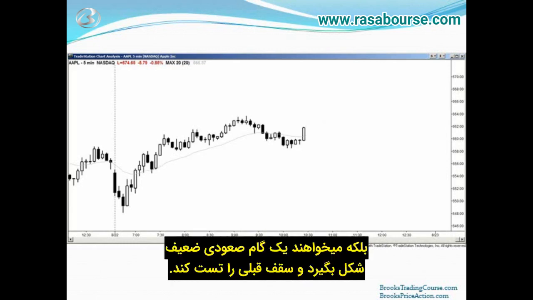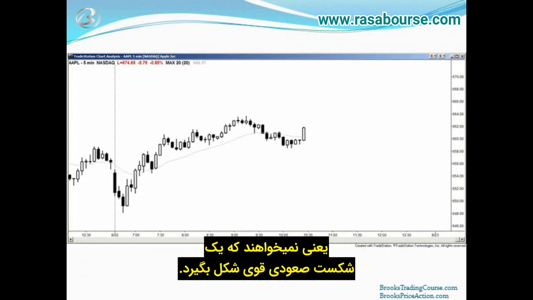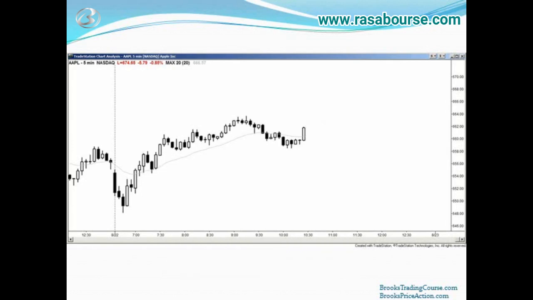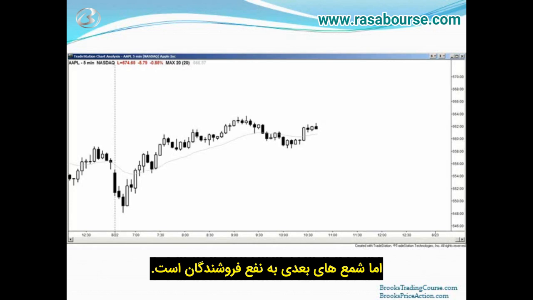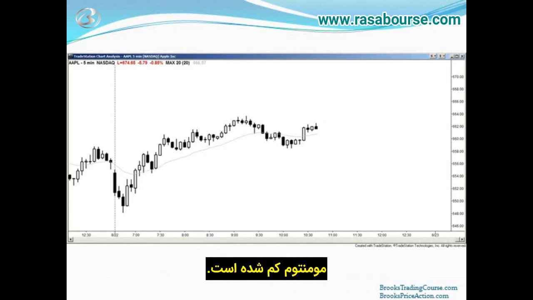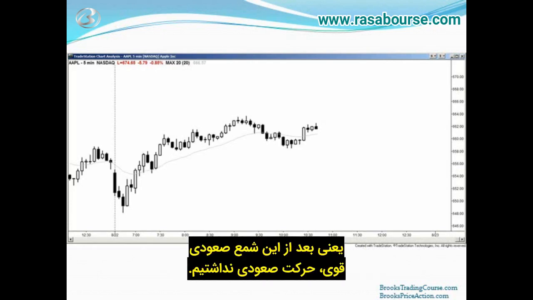Okay, the bears don't want to see that. They want to see a weak leg up to test the prior high. They don't want to see a strong bull breakout. Okay, but this is good for the bears. The market is losing momentum. No follow through after that strong bull breakout.